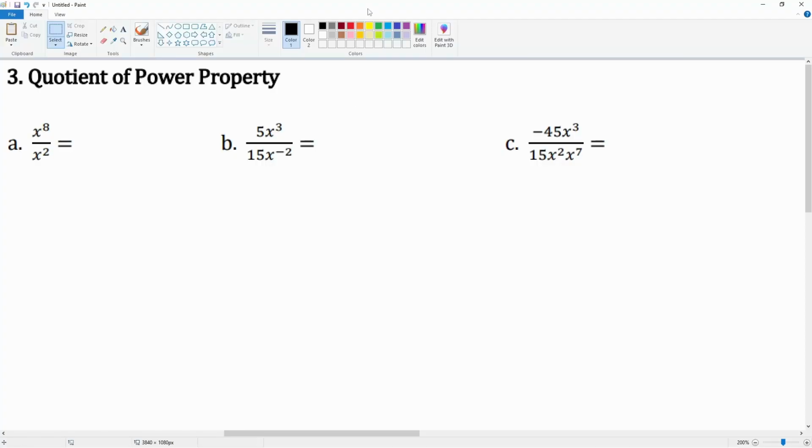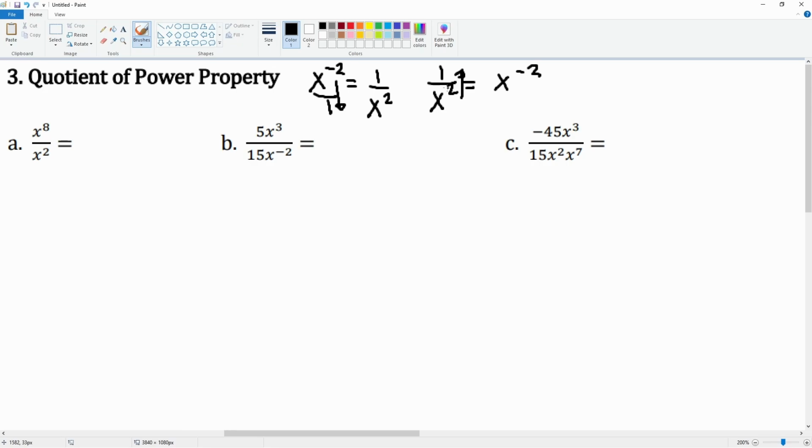Number 3, the quotient of a power. The quotient of a power is an extension of the negative exponent rule, which means x to negative 2 is the same thing as 1 over x to the second power. All we did here was move that variable down and we changed the exponent into a positive. Also, if it's on the bottom, like say x to the 2, now it can go to the top and become x to the negative 2 power.